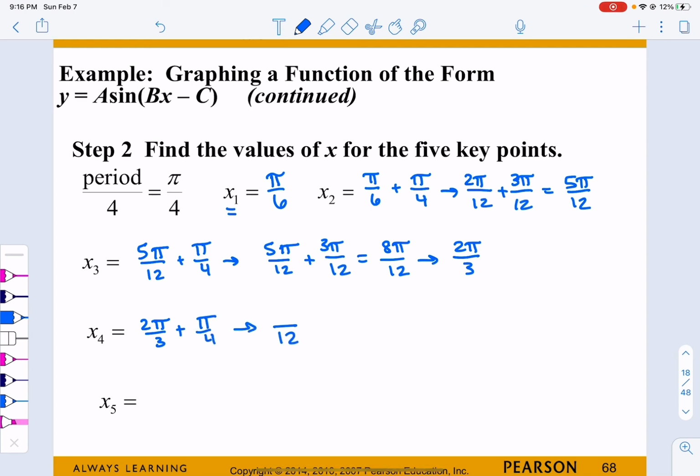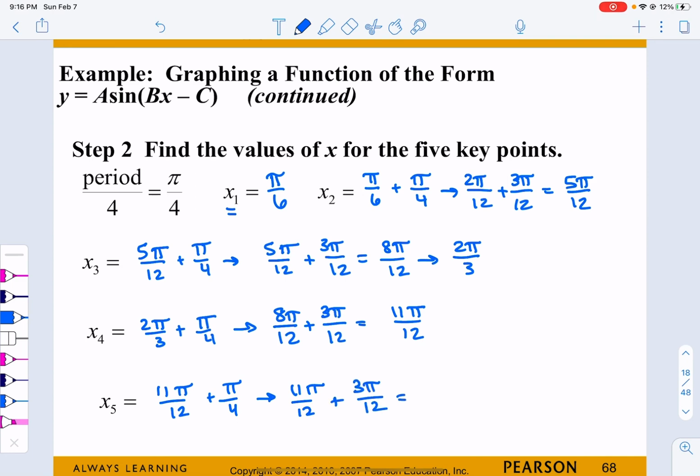Start at our 2 pi over 3 and add our pi over 4. That means, again, we're going to those 12s, right? So that means we would have had that 8 pi over 12 added with 3 pi over 12. 8, 9, 10, 11 pi over 12. Starting at our 11 pi over 12, adding in that pi over 4, our 11 pi over 12 added with our 3 pi over 12 is going to end up giving us 11, 12, 13, 14 pi over 12, which is a 7 pi over 6.